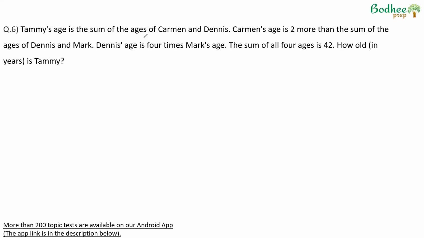Tammy's age is the sum of ages of Carmen and Dennis. Carmen's age is 2 more than the sum of Dennis and Mark. Dennis's age is 4 times that of Mark. The sum of all the 4 is 42. How old is Tammy?